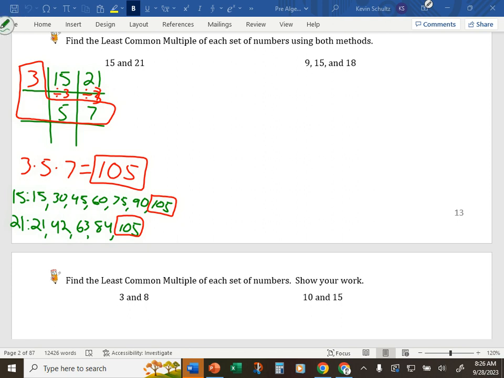You do the table for 9, 15, and 18. Oh, you want to use the table method? Yeah. Perfect. 9, 15, 18. And then you go into all of them. 3 does? Yeah. Okay. And then you get 3, 5, and 6. You take the L, you multiply them, and you get 270.